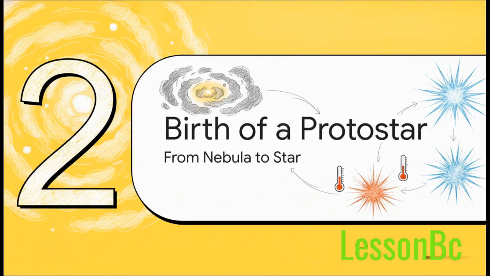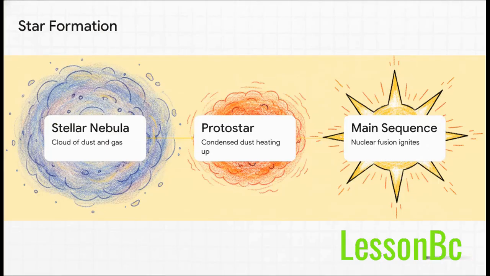Section 2, birth of a protostar. Now, regardless of whether a star ends up as a cool red dwarf or a scorching blue giant, every single one of them shares the exact same origin story. It's like a cosmic factory. They all start hidden within a stellar nebula, which is basically a massive cloud of dust and gas floating out in space. Over time, gravity steps in and starts pulling all this material together.